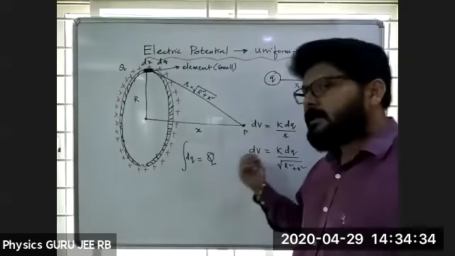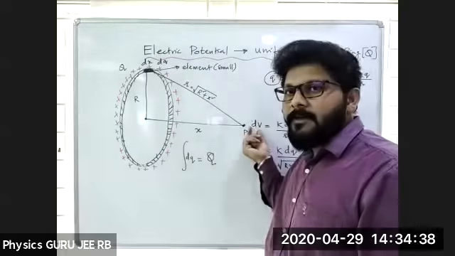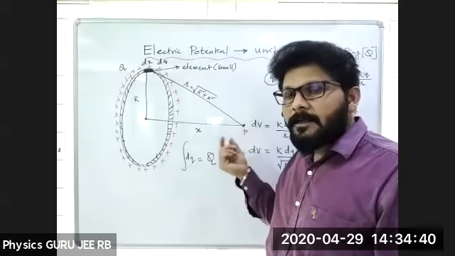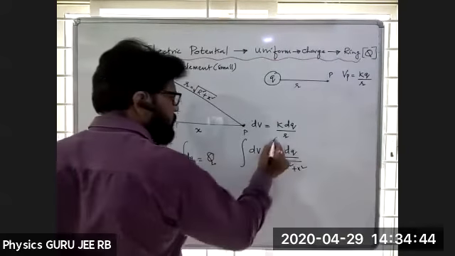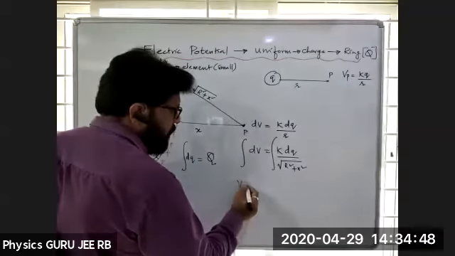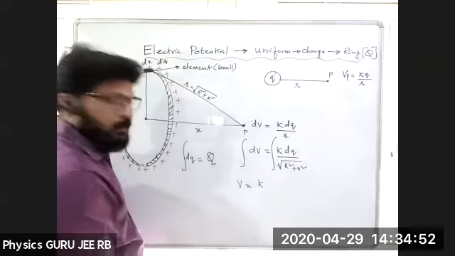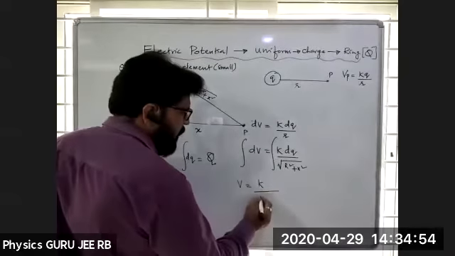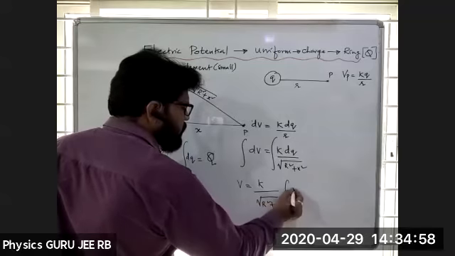Here you will be integrating on both sides. This is for a small element, dV. If I want total, then integrate on both sides. Integration of dV is nothing but V equals to k, so k is a constant, divided by under root of r square plus x square, integration of dq.